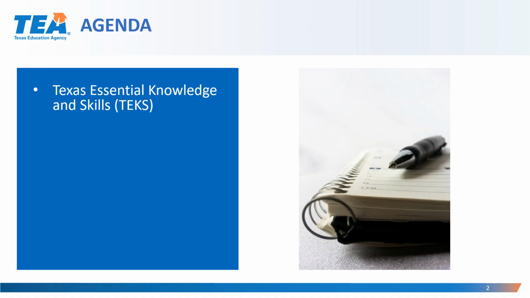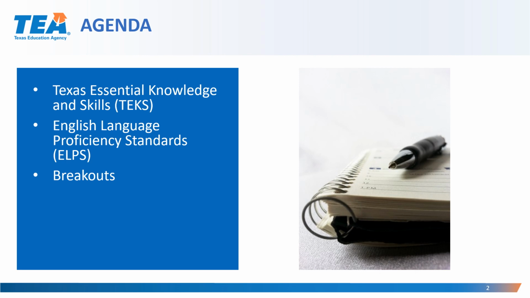First, we'll review the Texas Essential Knowledge and Skills, or TEKS. Then we will review the English Language Proficiency Standards, or ELPS. I will show you how the standards are dissected for the purpose of establishing instructional materials alignment and how you will use that information to prepare your alignment documents. Finally, I'll share some tips and answers to frequently asked questions.